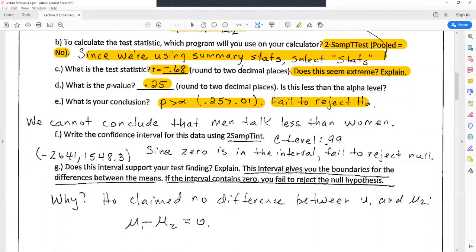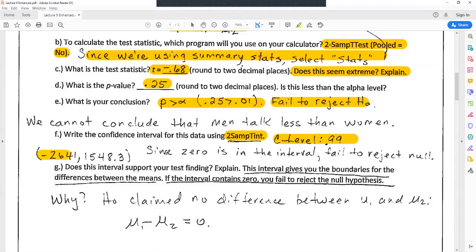F. Write the confidence interval for this data using two-sample t-interval. Well, if the alpha level is at 1%, the confidence level would have to be 99%, which is 1 minus the alpha level. So go ahead and run the two-sample t-interval. Make sure you use 0.99 for the confidence level.